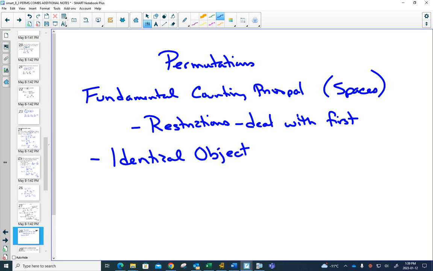We also had identical object questions, like the word Mississippi has S repeated 4 times, I repeated 4 times. You would count it like a normal spaces question, if there was 8 letters, 8 factorial, but whatever is identical gets divided out. So if you had an 8-letter word that had 3 M's, then you would have to divide by 3 factorial because of that identical object.